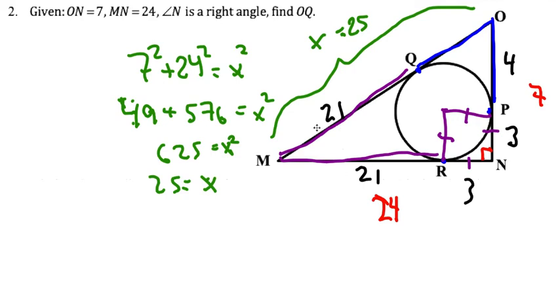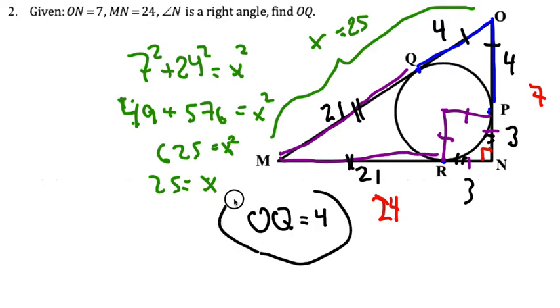Now wait for it. Yeah, I know the answer, so I might have guessed a certain way, but 21 plus what is 25? 4. Does that work? This is equal to this is equal to this, and you guessed it, this is equal to this. So the answer for what OQ is, which is what they actually asked for, is 4 units.